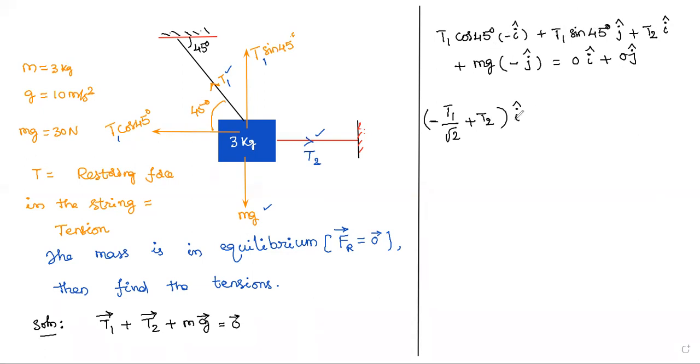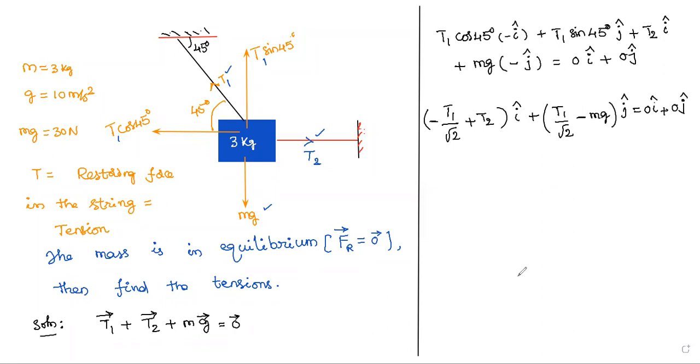Next, the J cap components. Plus here J cap I am finding, T1 sin 45, that is also 1 by root 2. And here this is minus j cap, so minus mg into j cap. This is the left hand side, that is equal to 0 I cap plus 0 j cap.